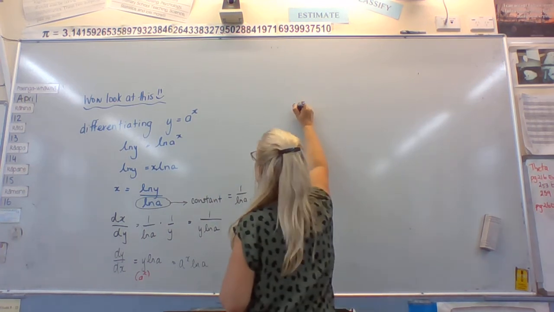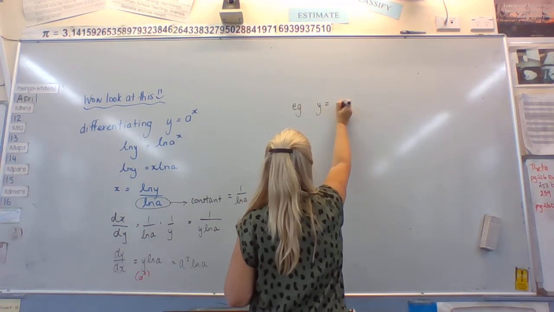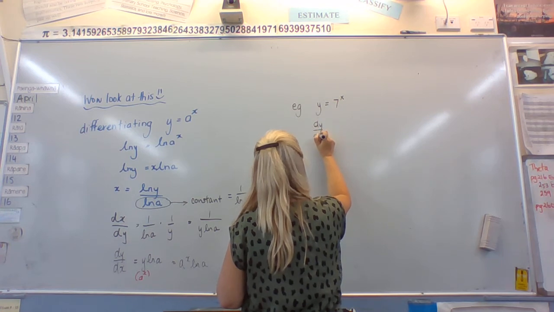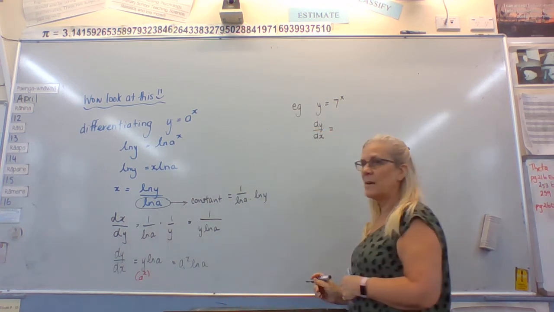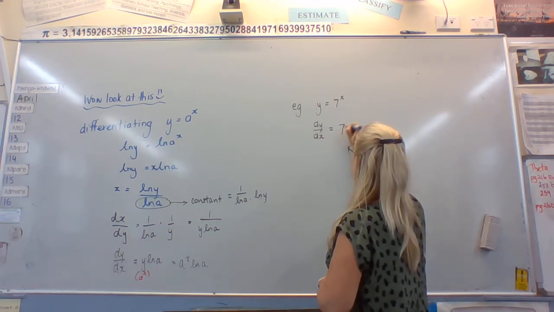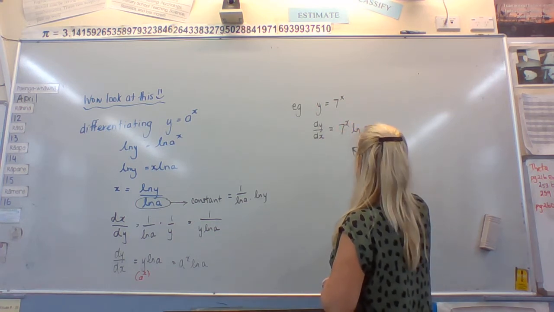So if we had y equals 7 to the x, dy by dx, if we can remember, otherwise we'd have to go through all of that, but if we can remember, it is 7 to the x ln of 7.